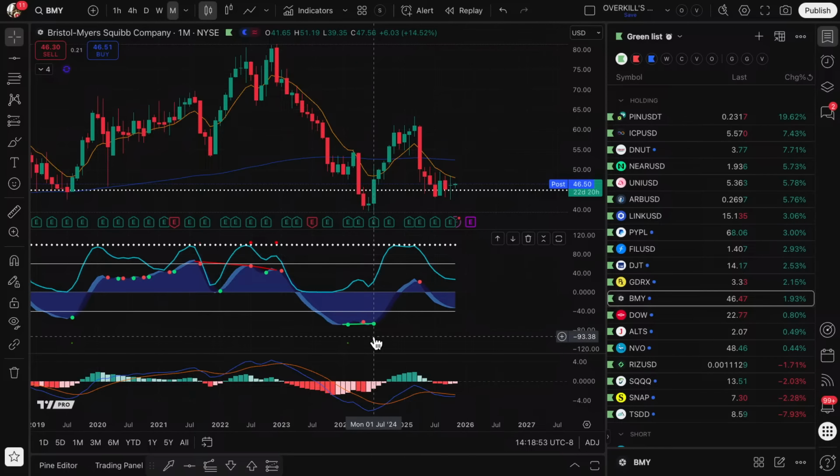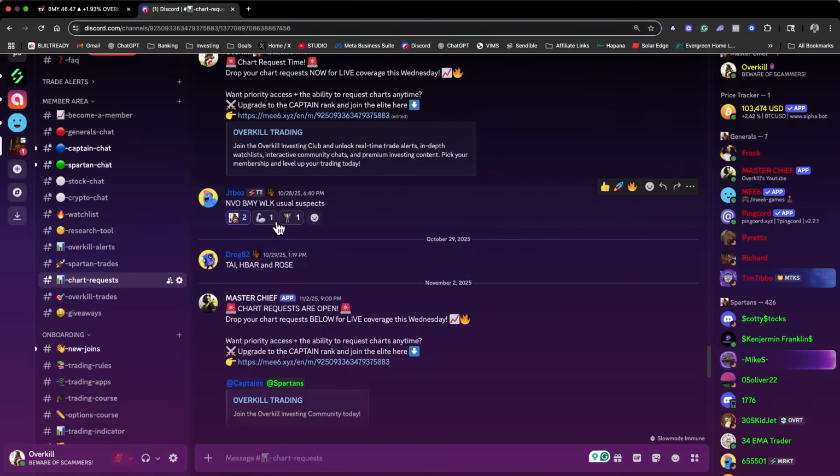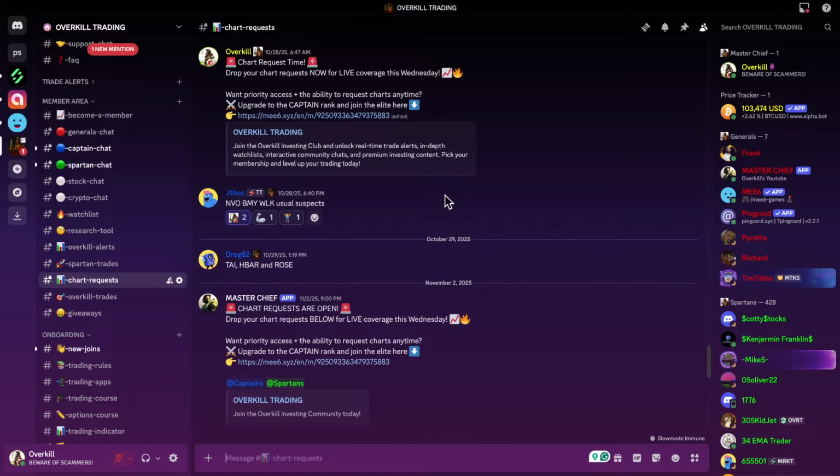You can see the last one came back here in 2024. That came around 41, and it popped all the way up there to 62. So I still like that one. That green dot will be the confirmation.